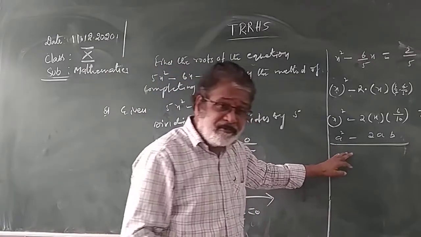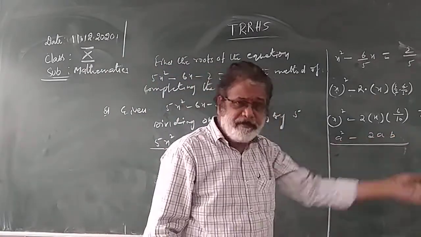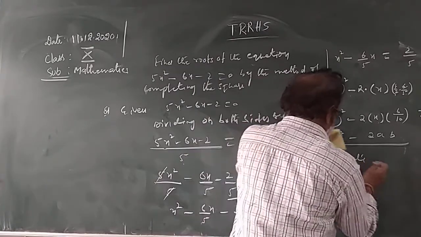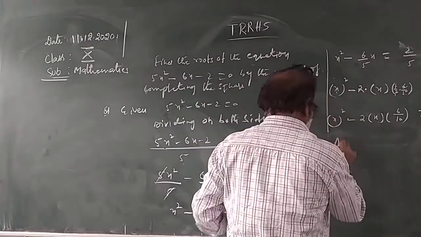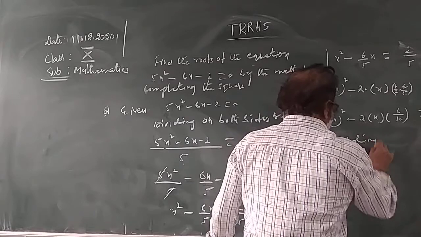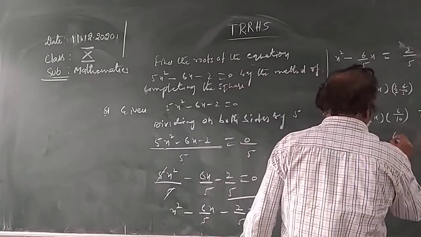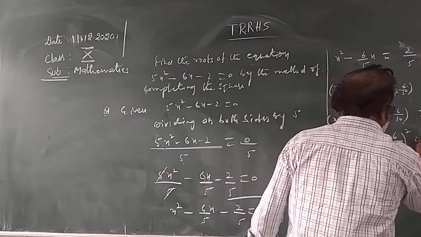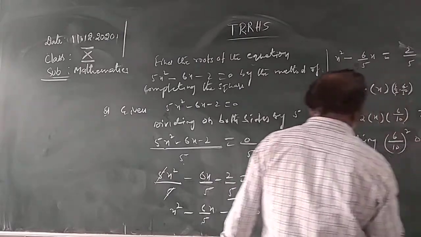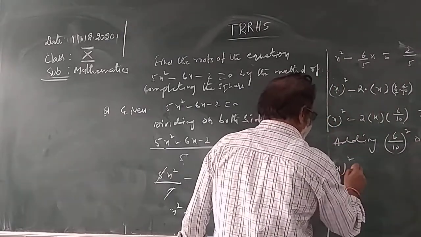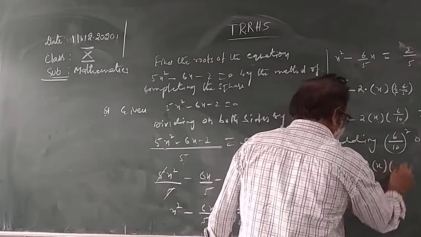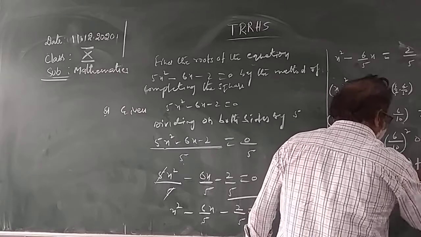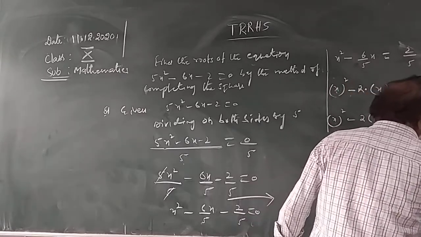When it becomes a perfect square, plus b square is not there. Plus b square you have to add, adding on both sides. b square, b how much? 6 by 10. 6 by 10 square on both sides. A square minus 2ab, how much adding? b square, 6 by 10. Right side also add b square, 6 by 10.